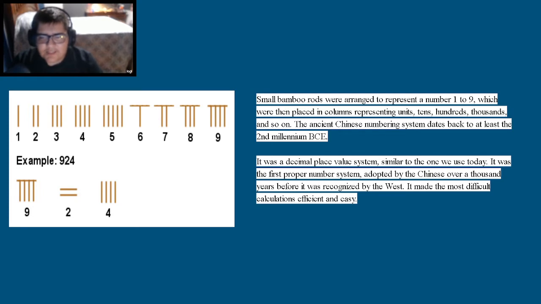It was a decimal place value, similar to the ones used today in our class. It was the first proper number system adopted by the Chinese over 1,000 years before it was recognized in the West. It made difficult calculations more efficient and easy to do because there was an actual system which you could represent on physical, like paper and things like that.